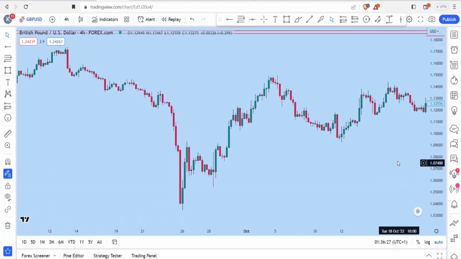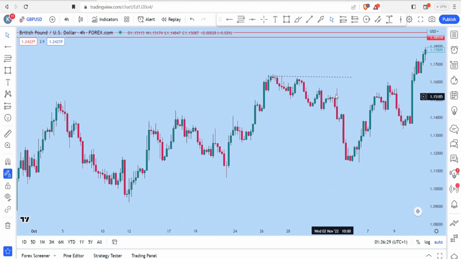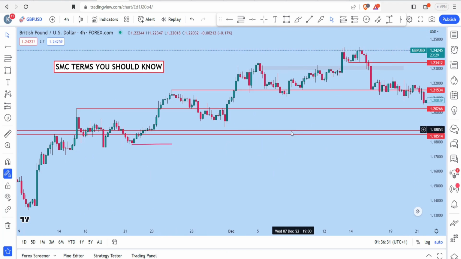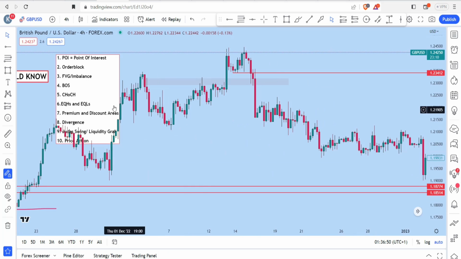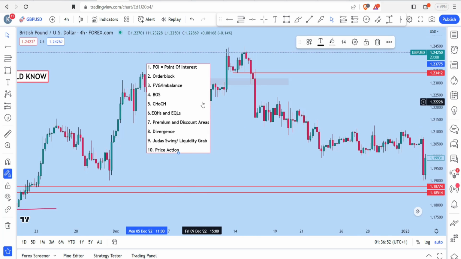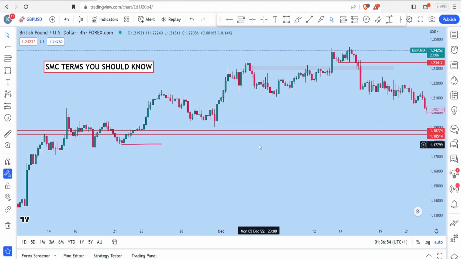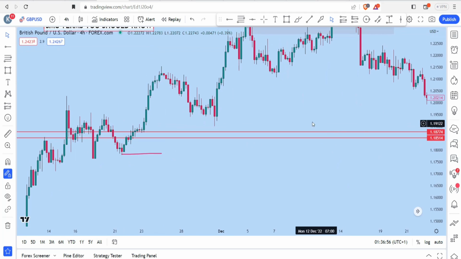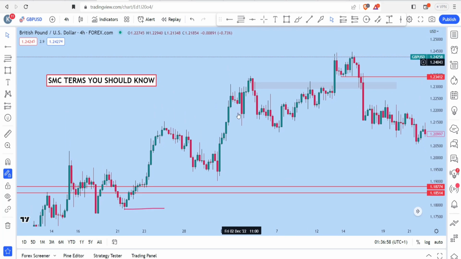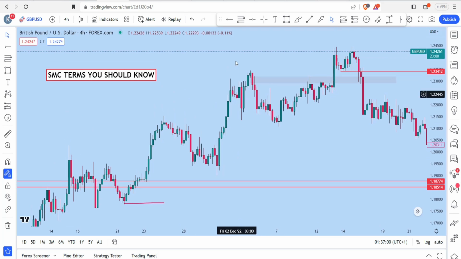So let me go back to that area again and check the next item we're going to discuss. So the next point is premium and discount areas. When you hear people talk about premium and discount area, basically the way we trade in the forex market using smart money concept, we want to measure something like this.